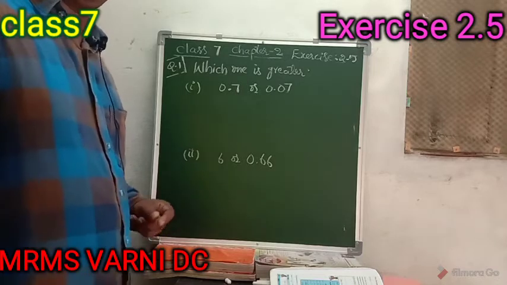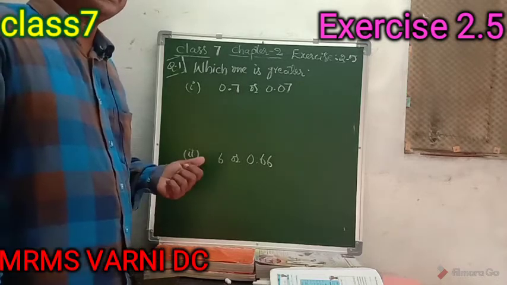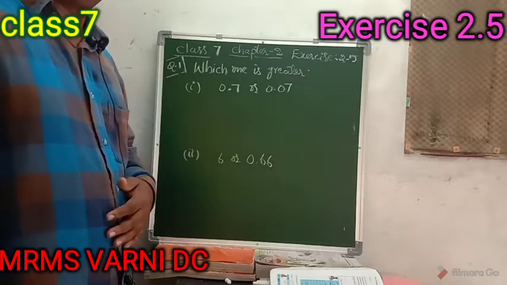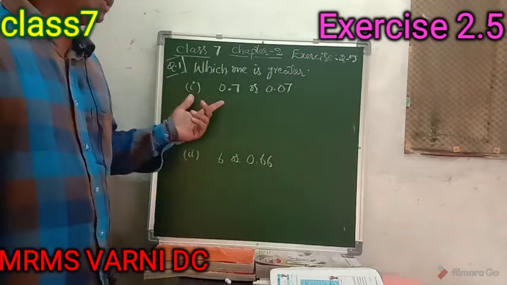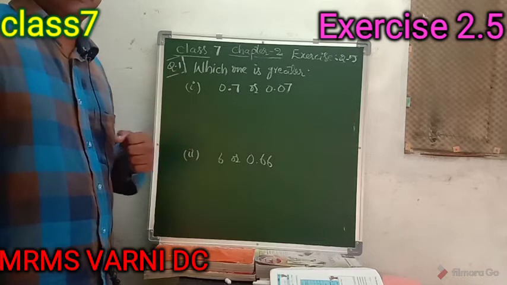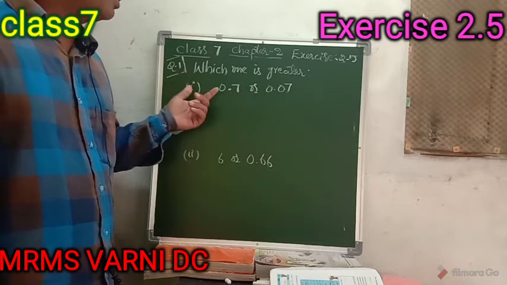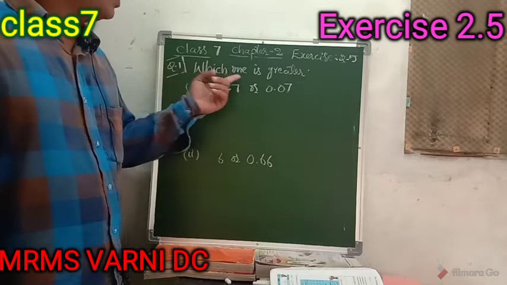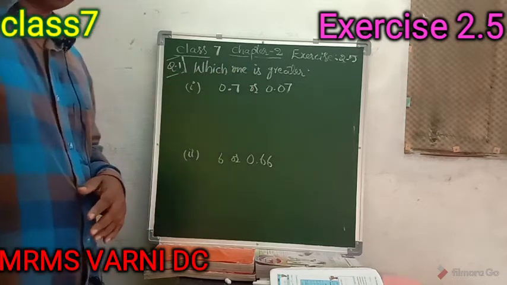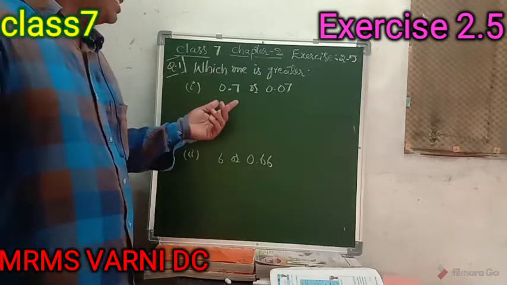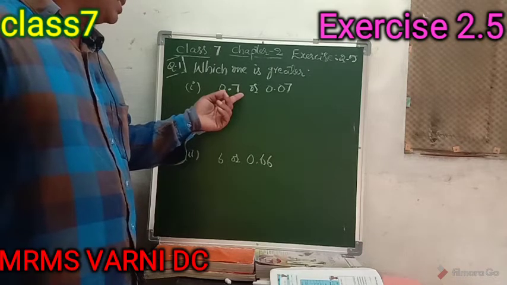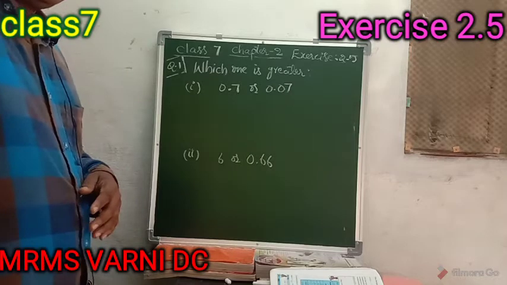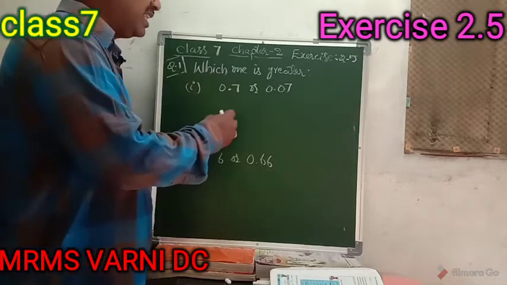Hi, this is Vivek here. In this session, we'll discuss grade 7, chapter 2, exercise 2.5, which is related to decimal numbers. In exercise 2.5, consider question number 1: which one is greater, 0.7 or 0.07? Now, how to compare these two numbers?